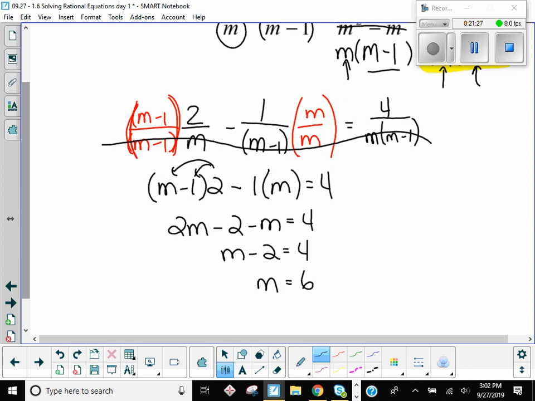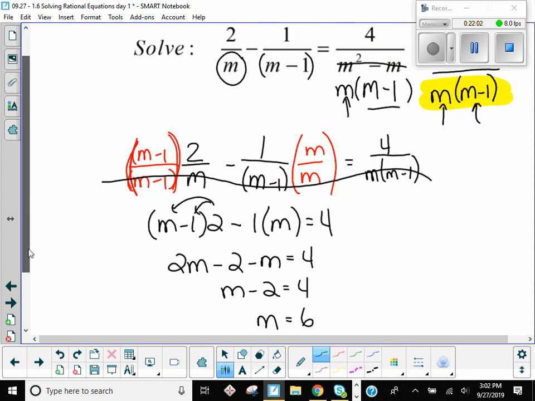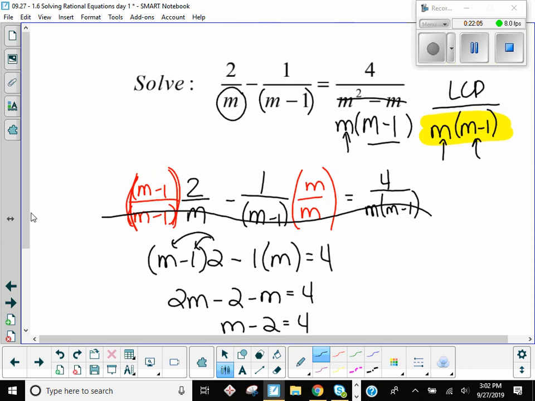Who got 6? Okay. We can't just stop, though. Please read your step 5 to yourself. Step 5 says exclude extraneous solutions that make a denominator equal 0. So you cannot divide by 0. It is undefined. It will not work. So what you have to do is double check that this will work in the original equation. So you go back and you look at all your original denominators and you check them.